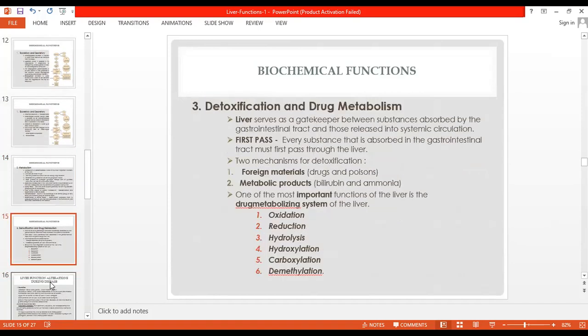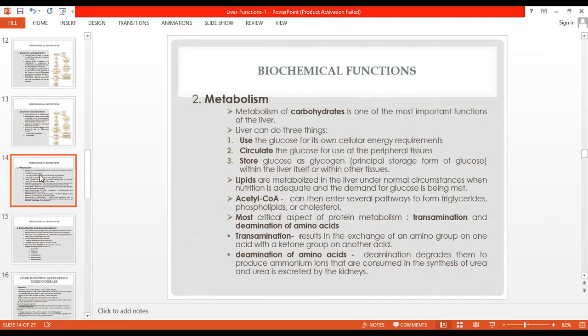Albumin carries with it a wide range of important functions. The liver is also responsible for synthesizing the positive and negative acute phase reactants and coagulation proteins. And it also serves to store a pool of amino acids through protein degradation. So the most critical aspects of protein metabolism include transamination and deamination of amino acids.